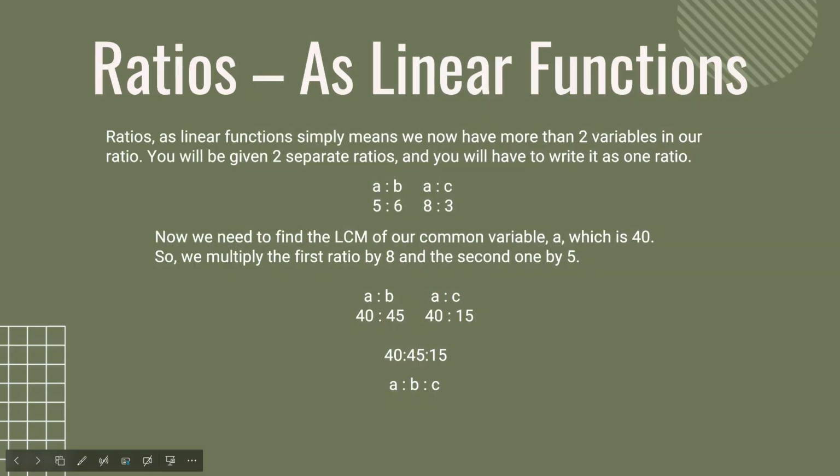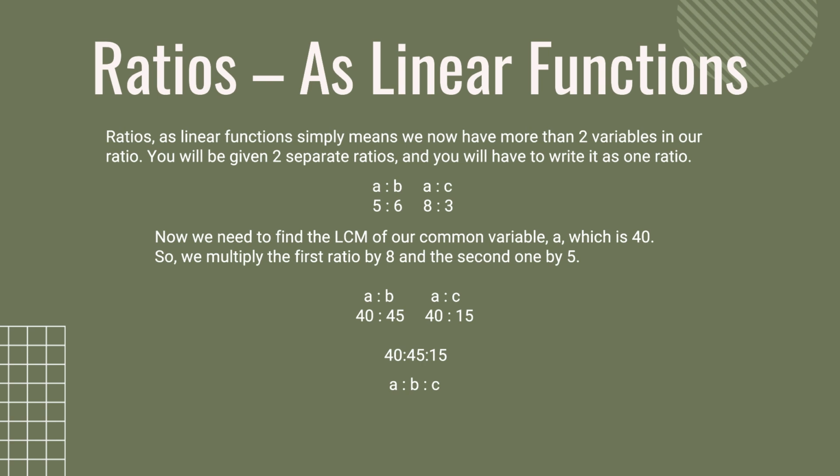Now, there's another type of ratio you will be asked in your exam, and that's writing your ratios as a linear function. Ratios as linear functions simply mean we now have more than two variables in our ratio. You'll be given two separate ratios and you'll have to write it all as one whole ratio. In our example here, A to B is 5 to 6, but A to C is 8 to 3.